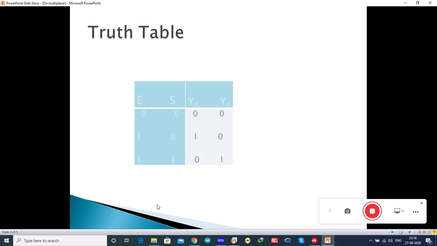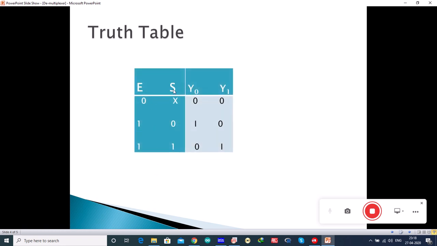Let us write the truth table. You have enable, select as inputs and y0, y1 as outputs. As we have just discussed, if enable is 0, regardless of the value of s, all the outputs are zeros, and when enable is 1 and s is 0, the input appears at port y0, and when enable is 1 and s is 1, input appears at port y1.